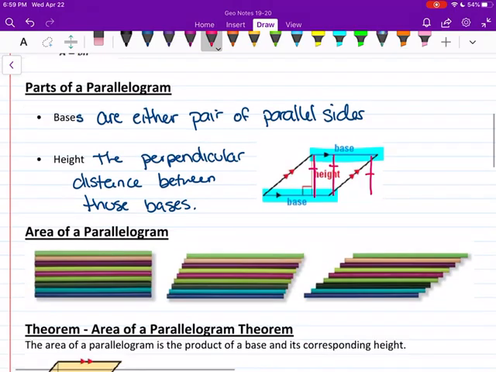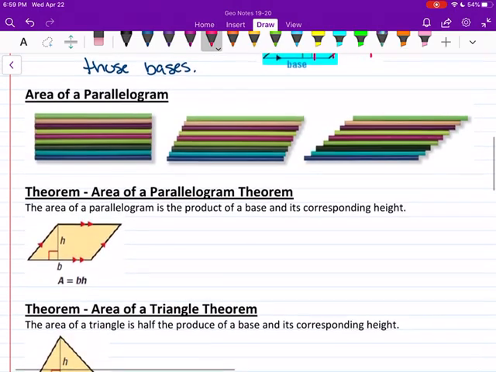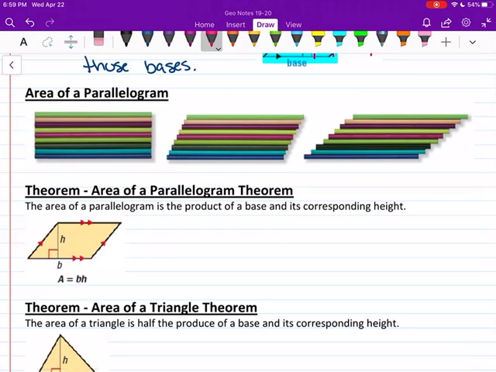So my formula for the area of a parallelogram is just like the area of a rectangle. So it's still going to be the product of the base and the corresponding height. So corresponding just means that depending on which base you use will determine which height you use. Okay, and there's a picture for us.